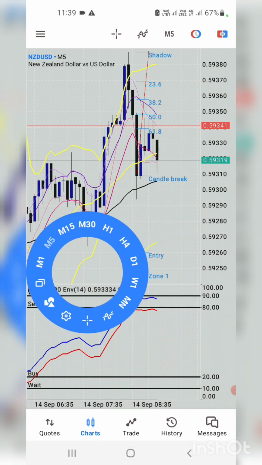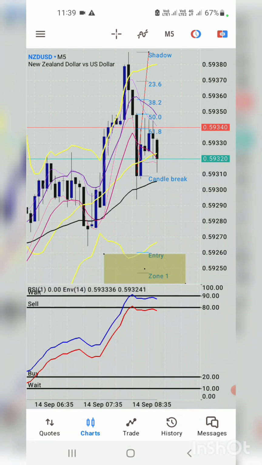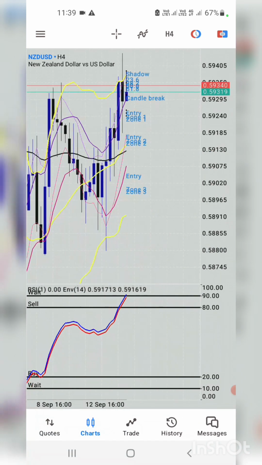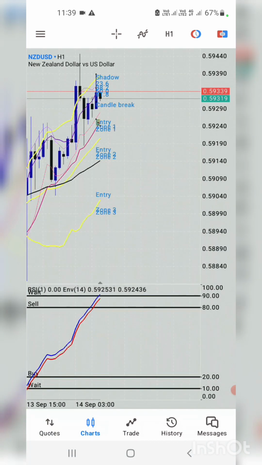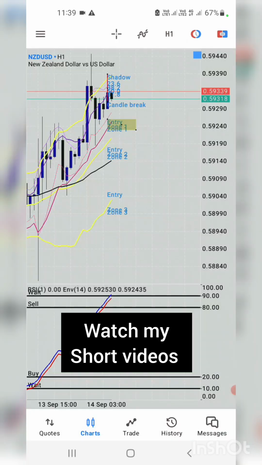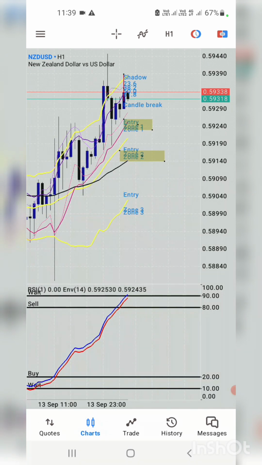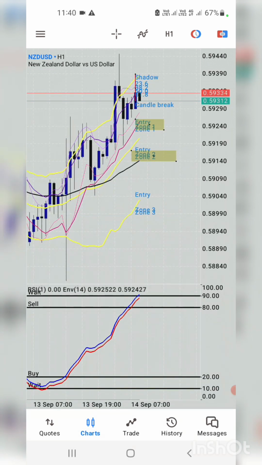When we have a dominant break we can use Fibonacci retracement. So I expect the price to drop to the first entry zone according to Fibonacci retracement. If you still don't know about Fibonacci retracement and its settings, I have uploaded a short video on my YouTube channel. You can watch that video and get all the correct settings for this Fibonacci retracement.